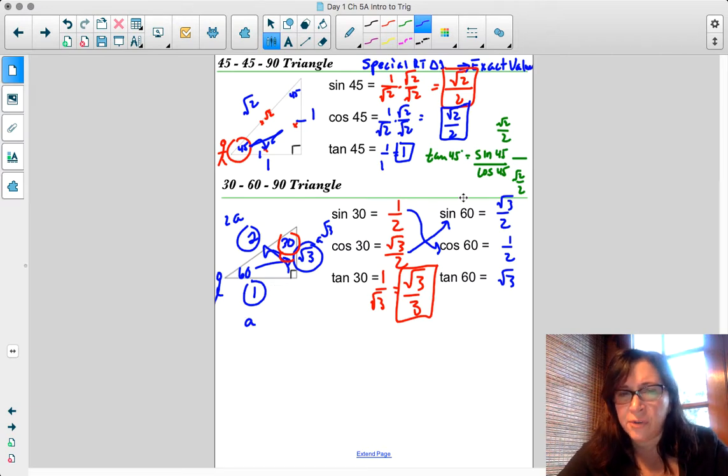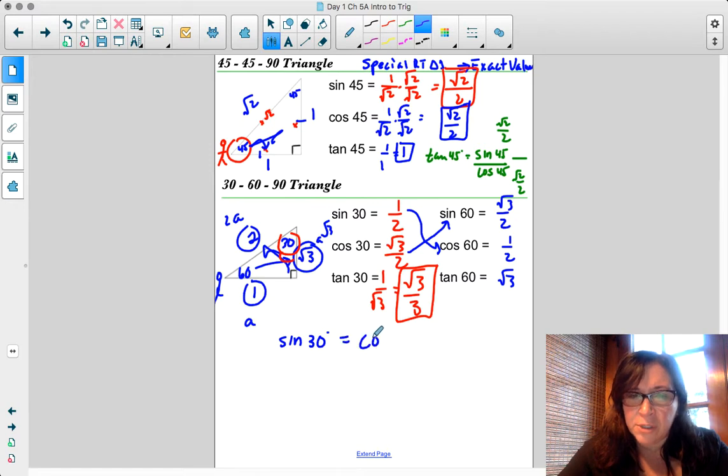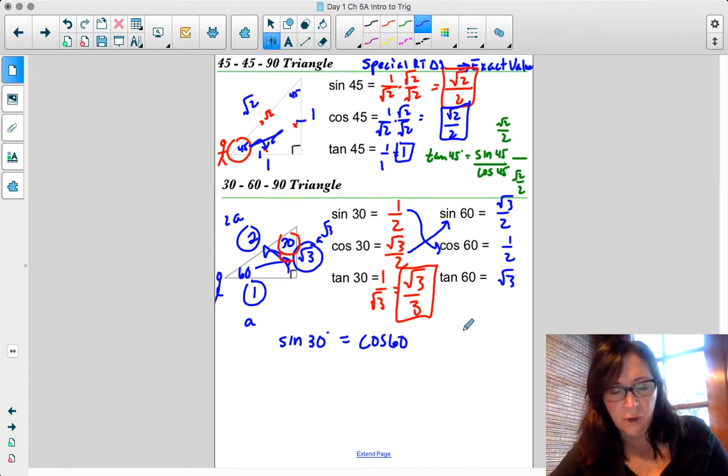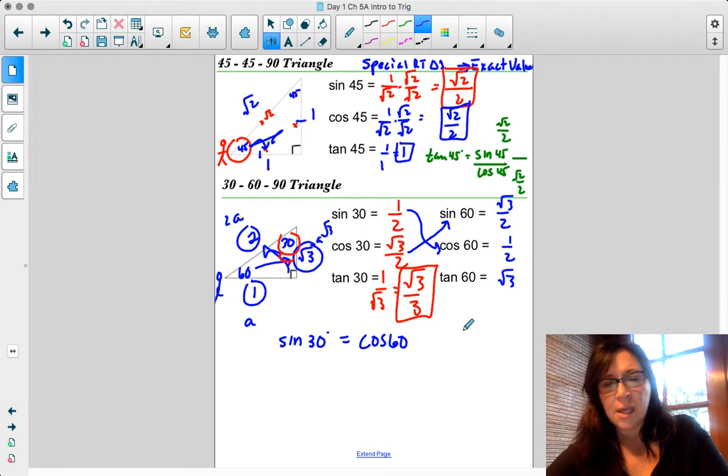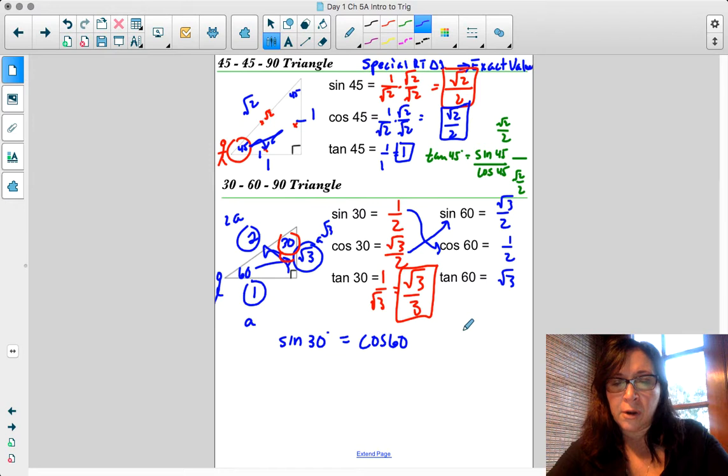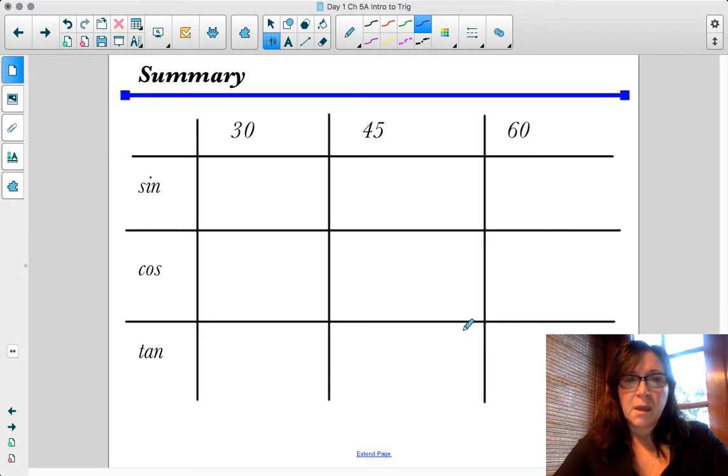So just introducing cofunctions. Cofunctions are complementary angles, meaning the sine of a 30 degree is going to be equal to cosine of a 60. 30 plus 60 equals 90. And so if the angles are complementary and they're cofunctions, meaning one of them's 30 and the other one's going to be 90 minus 30, then those are equivalent. Okay, so just doing a summary of sine of 30, etc.